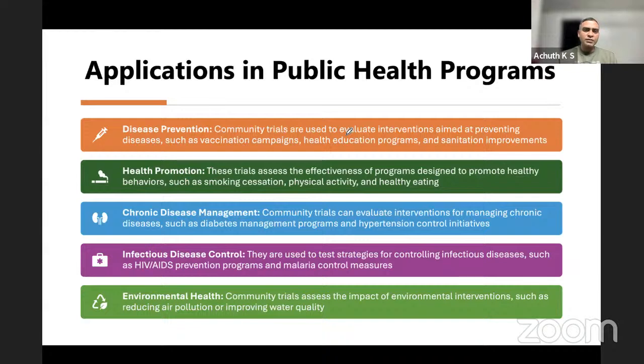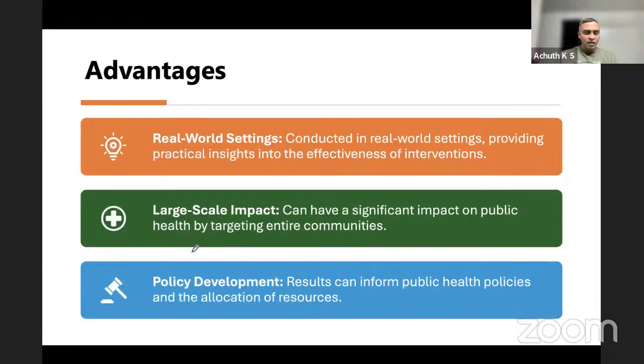Implications in public health programs, disease prevention. Community trials are used to evaluate interventions aimed at preventing diseases, such as vaccination campaigns, health education programs, and sanitation improvements. And health promotion: if you have given a public health program to one state, and the other state does not have that program, you can do the community trial between the two states. And it helps in framing the policies also at the national level and the state level.